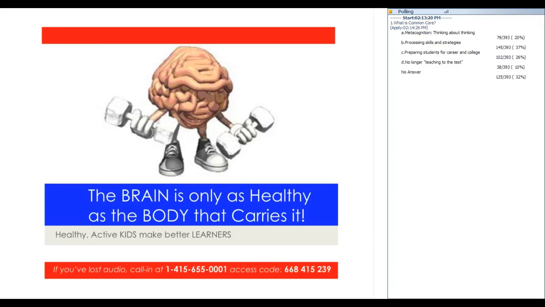And the brain is only as healthy as the body that carries it. Now, how can you make that statement? Because the brain does not store its own fuel, nor does it produce its own fuel. It's totally reliant on the body to get that fuel up to the brain. Right now, about 20% of your blood supply is in your brain. It's nourishing your brain, bringing it nutrients and getting rid of the toxins. And we now know that healthy, active kids make better learners.